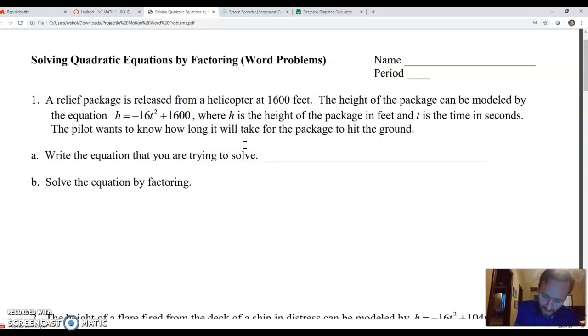So give me just a sec. This would be 0 is equal to, I'm going to factor out a negative 16, and I'm going to be left with a t squared, and then I'm going to be left with a minus 100. And the reason it is minus 100 is because when I do a positive 1,600 divided by a negative 16, that's going to give me a negative 100. So again, I'm looking at something like this. So 0 equals negative 16, and then I've got t squared minus 100.